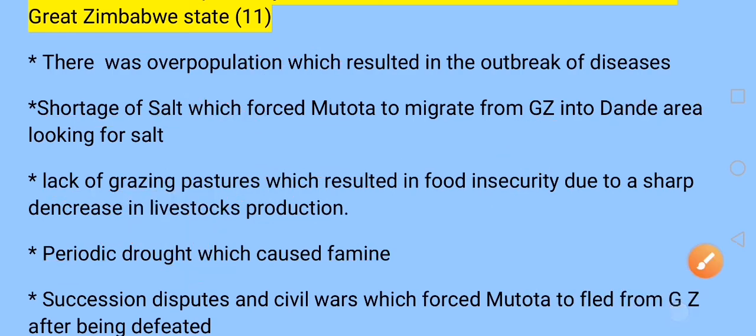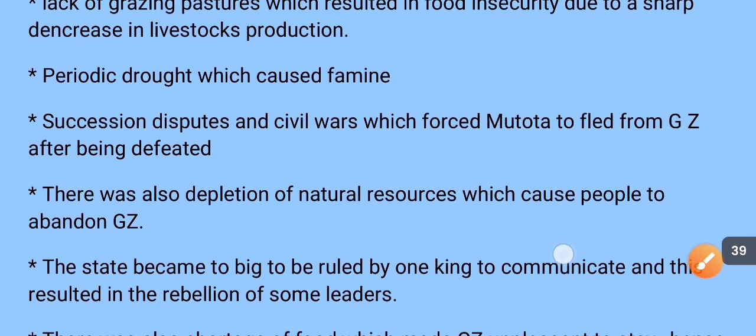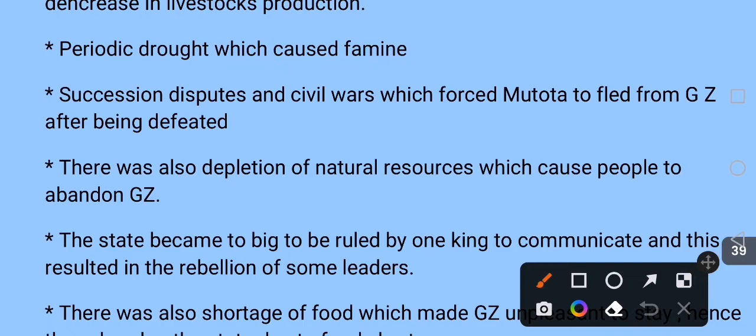Inenge to another point. There was also succession what? Disputes. Anonzi ma succession disputes, let me explain in Shona. Kana kuchinzi succession disputes hama dzangu, tiri kubvira kunetsana over the successor. Suppose mambo anoda kufa, vanhu vanenge vachinetsana over who will rule after the death of the what? Of the king. Dzinonzi succession disputes.